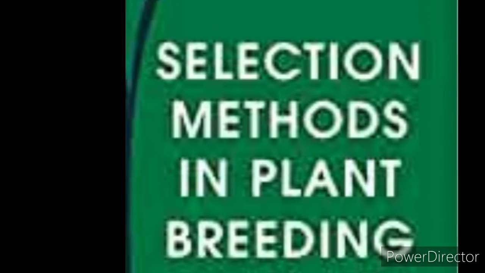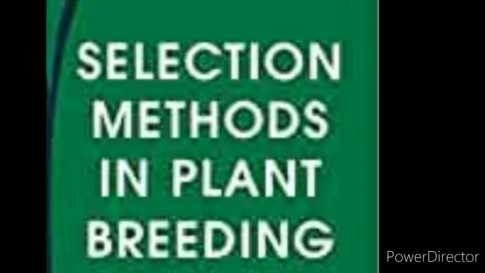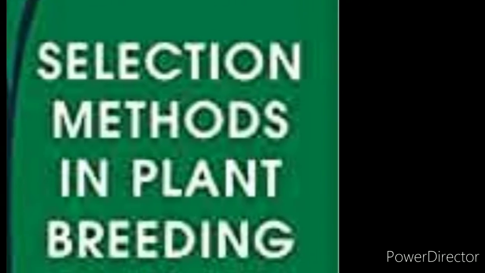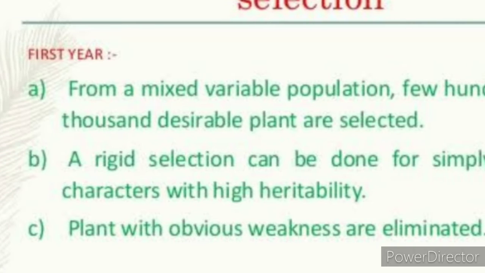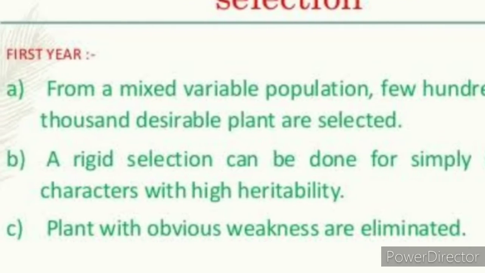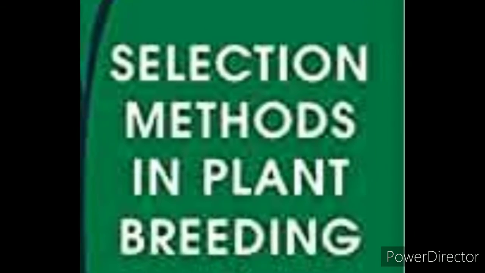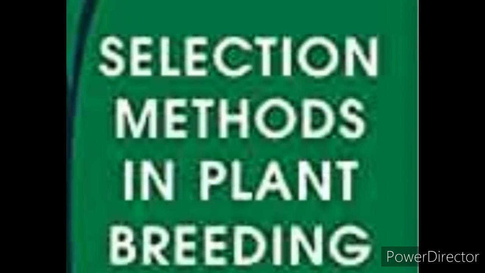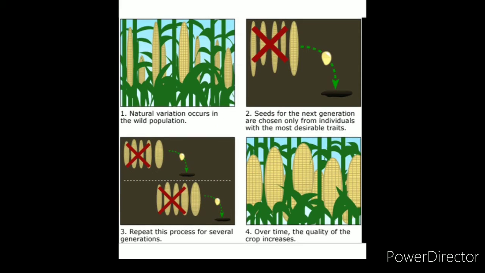Next one is selection. One major technique of plant breeding is selection. Selection is a choice of certain individuals from a mixed population for one or more desirable characters or traits. Selection is the oldest and basic method of plant breeding. There are two types of selection. One is natural selection and another one is artificial selection.